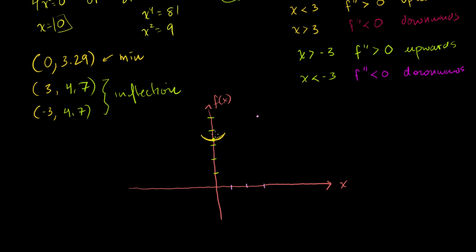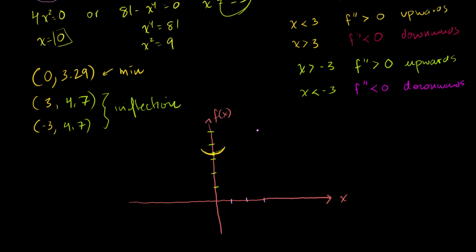We have an inflection point. Before that, we're concave upwards, and then after that, we're concave downwards. Actually, let me ignore that yellow thing I drew before. Let me get rid of it. Let me draw it like 1, 2, 3. 3, 4.7 looks like that. And minus 3, 4.7. 1, 2, 3. 4.7 looks like that.